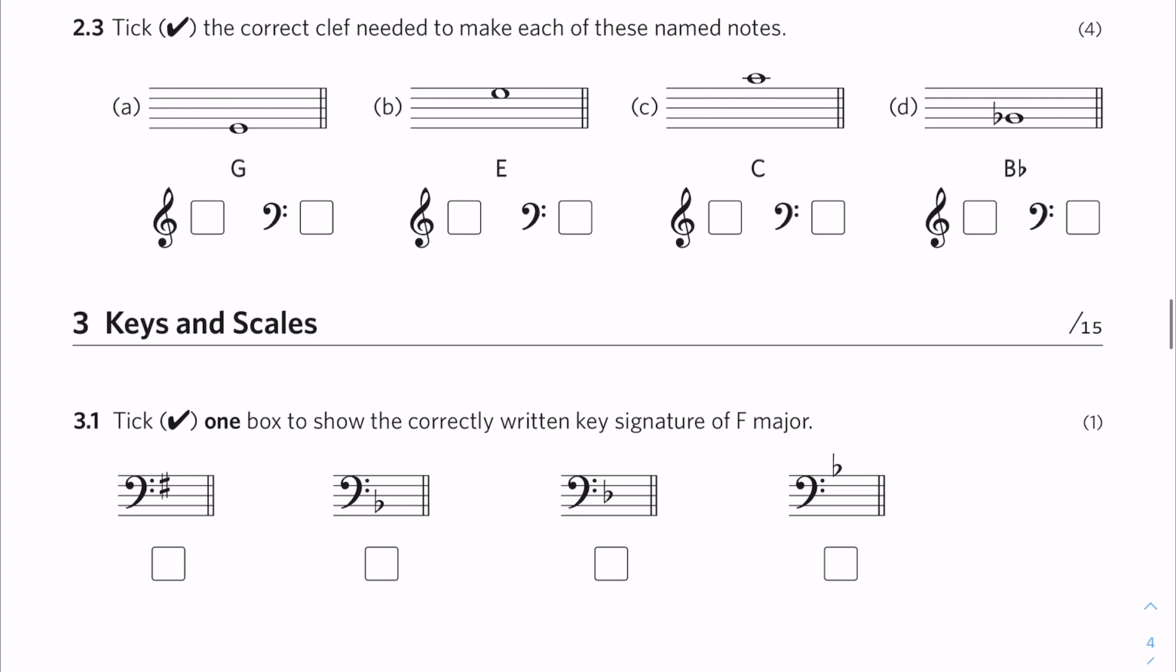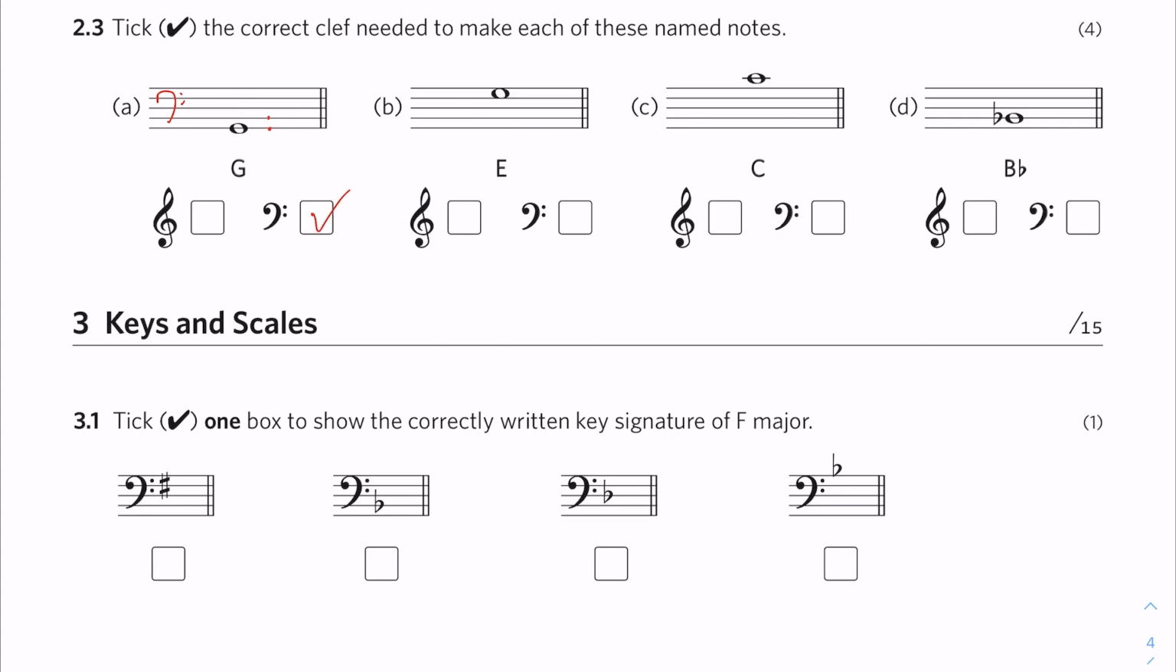2.3, take the correct clef needed to make each of these named notes. Question A, okay, which clef do we have to put in here? So this note, the first line, will read G. If we put a treble clef here, this will be E, because Every Good Boy, right? So it is incorrect. Let's try to put a bass clef here. If we put a bass clef here, it starts with Good Burrito, so it's G. The answer is bass clef.